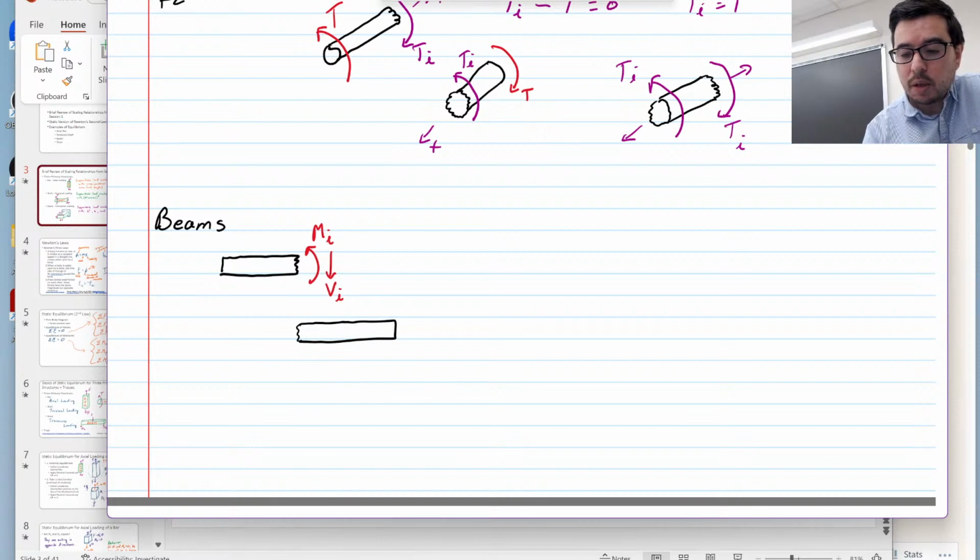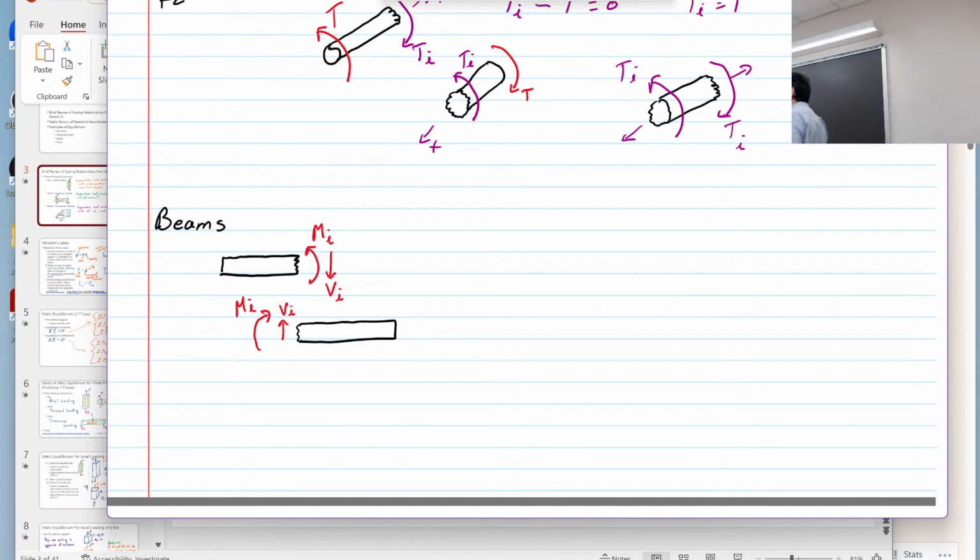If we cut the other direction, we will have the internal shear force going up, and we'll have, again, a smiley internal moment. And so this would be a reminder from your days of statics. And again, if this is one beam, I can choose where I'm going to cut, but the MI and VI, even though they're in opposite directions depending on the face I'm cutting or exposing, they are equivalent.